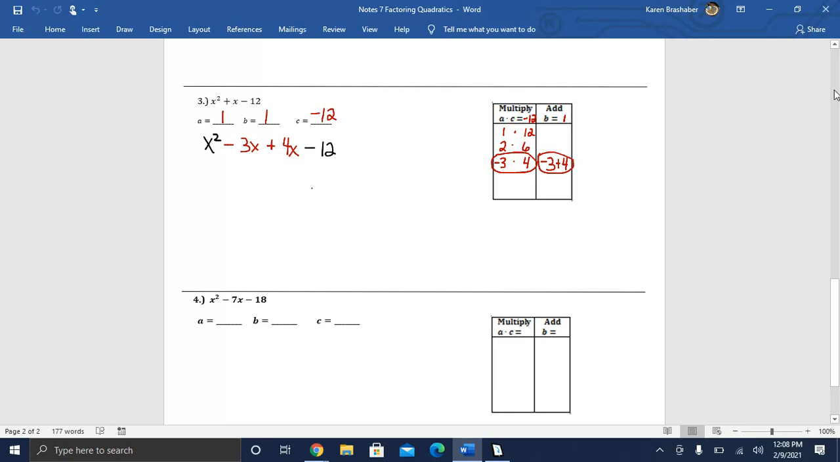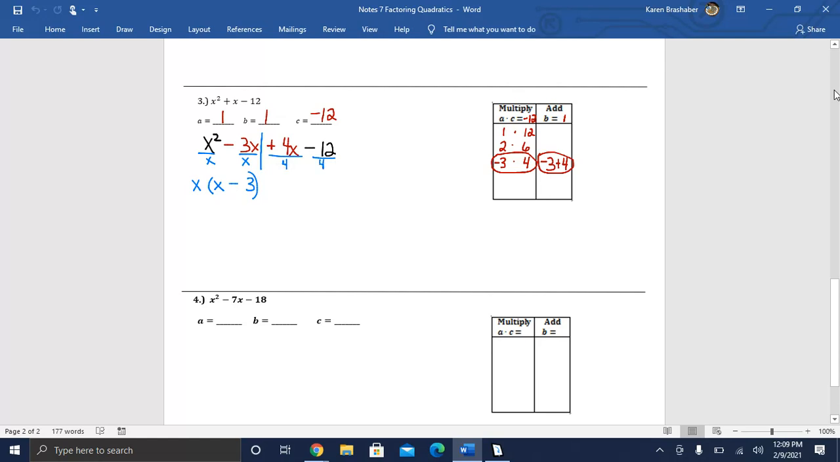So drawing the cut line for grouping, we can divide both those first terms by x. We'll write the x outside of our parentheses. X squared divided by x is an x. The x's cancel on the second term, and we have minus 3. We'll then divide each term on the second half by as big a number as we can.